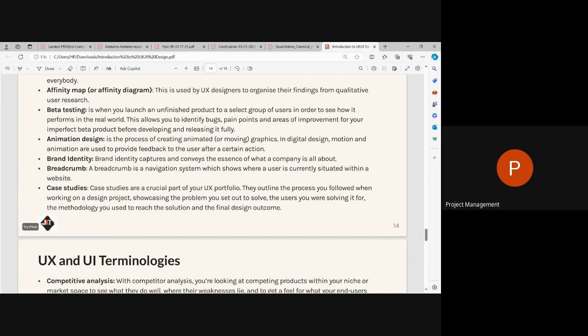Then we have case study. The case study outlines the process you used when you were designing. It involves everything from the beginning of the design to the end: when you started your research, your problem statement, the goal of the design, the solutions, the information architecture, the style guides, the visual designs, the wireframe. So the case study comprises everything. It's a documentation of the processes you followed when coming up with a design.